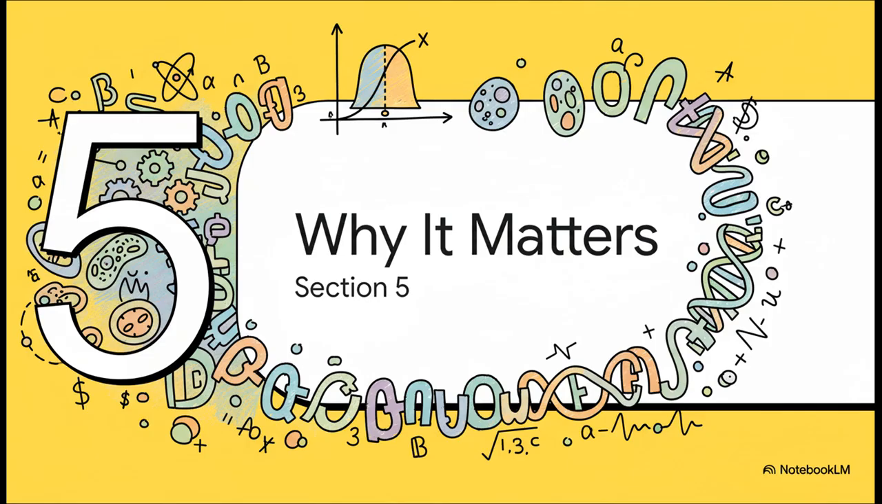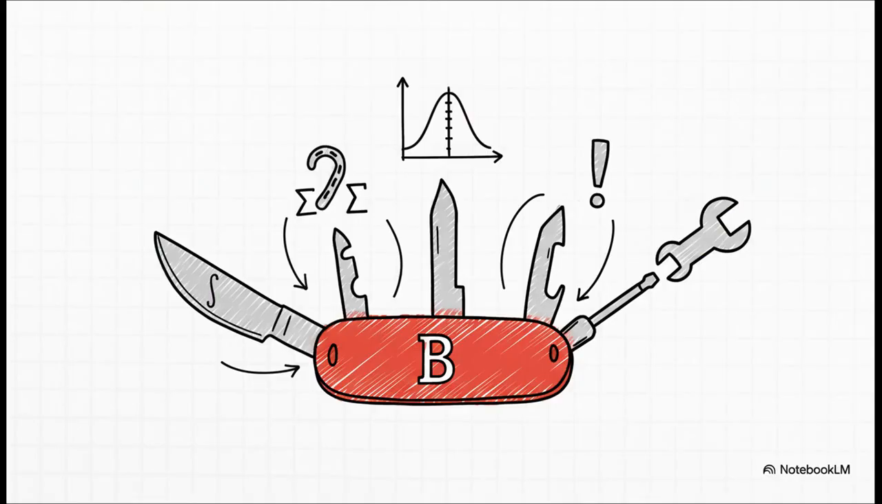Okay, let's bring this all together in our final section, why the beta function matters. So, what's the bottom line here? The beta function is this incredibly versatile tool. Yeah, it starts out as a simple integral, but its real power, its true potential, gets unlocked by that deep connection to the gamma function. That relationship makes it the backbone of the beta distribution, it gives us that neat bridge to counting things with factorials, and it's a clever trick for solving tough integrals. It really is a mathematical multi-tool.